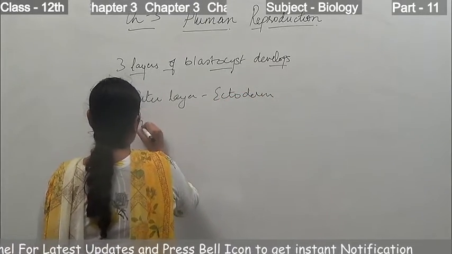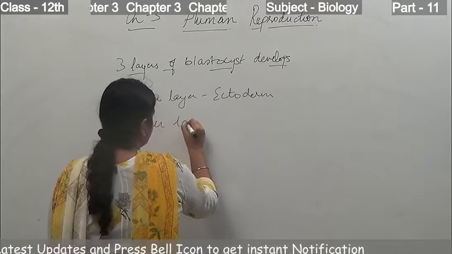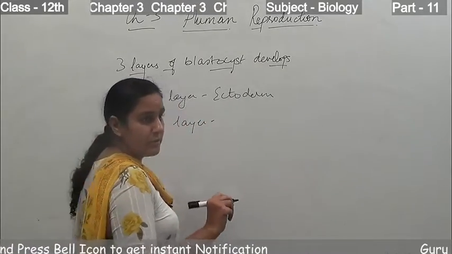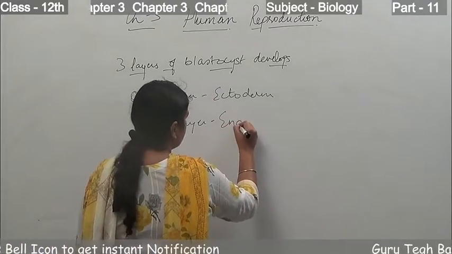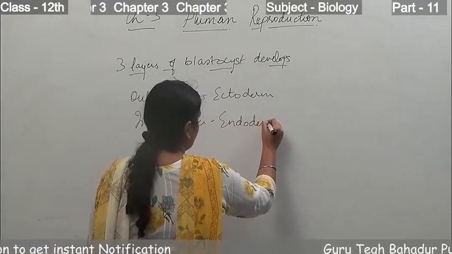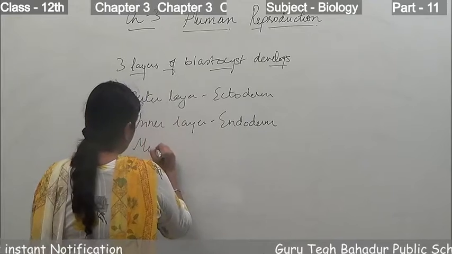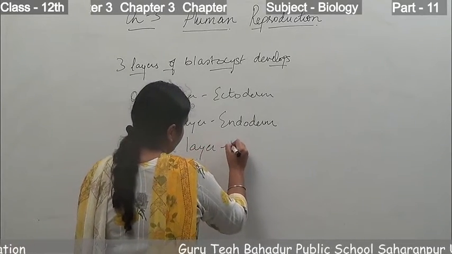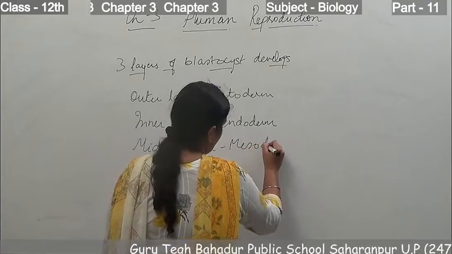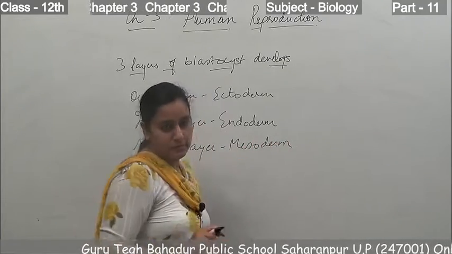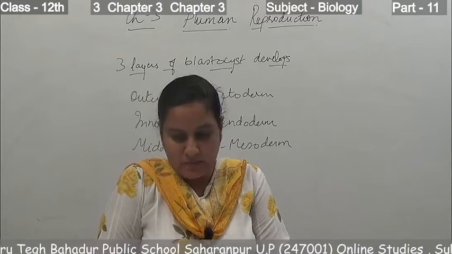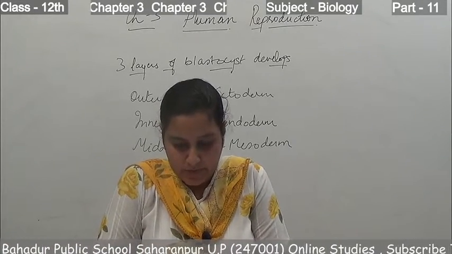Next comes the inner layer, that is endoderm, and the middle layer, that is mesoderm. So, all these layers combine the inner cell mass of the blastocyst and develop into the 3 layers.